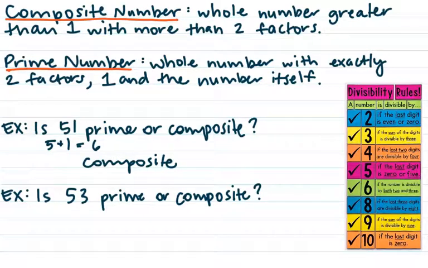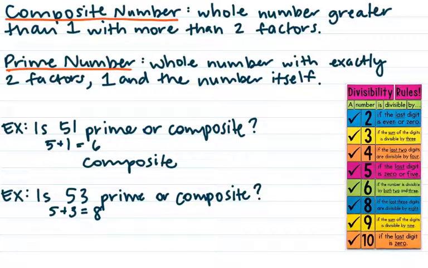Now we have, is 53 prime or composite? Let's check and see if it's divisible by 2. Is the last digit even or 0? Well, 3 is not even nor 0. Is it divisible by 3? If the sum of the digits is divisible by 3, so 5 plus 3 gives you 8. 8 is not divisible by 3, so that doesn't work. If the last 2 digits are divisible by 4, so 53, well, there's no multiplication fact that I know of with whole numbers that multiply together to give you 53, including a 4.